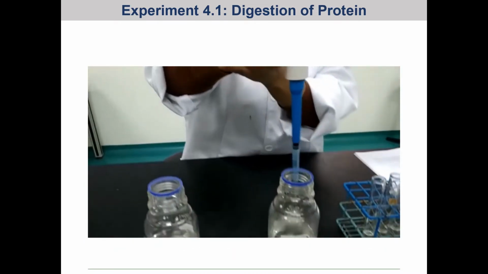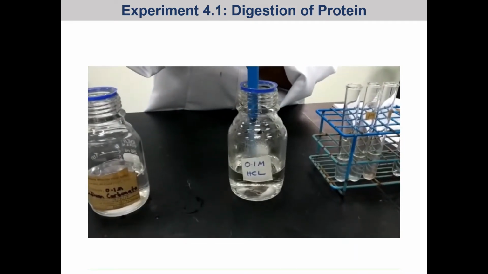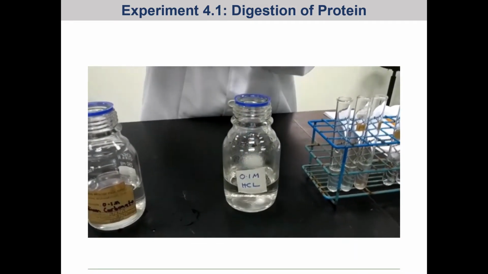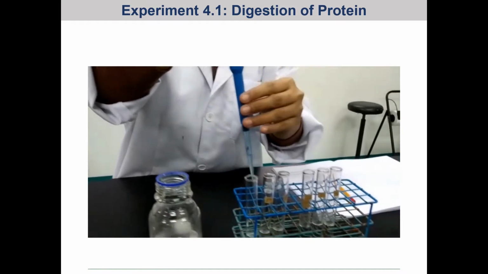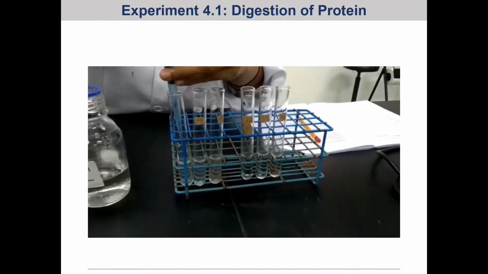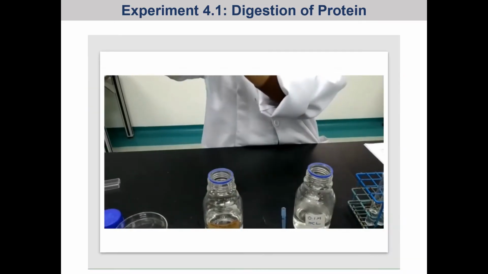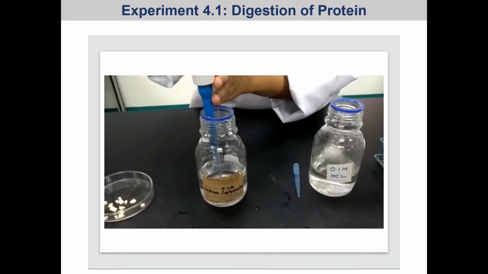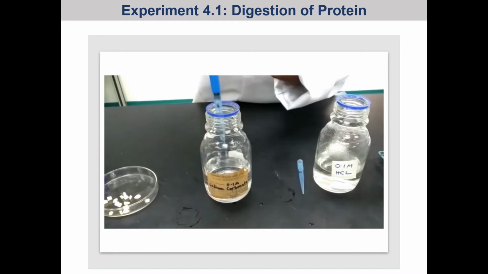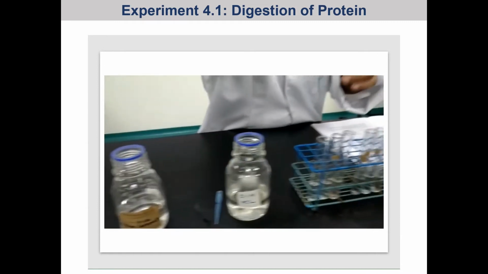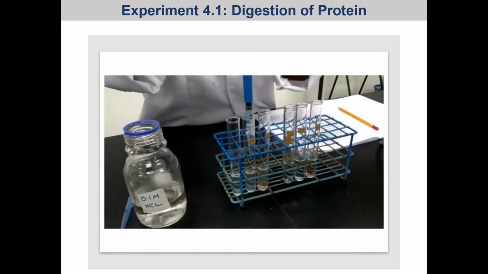Then, pipette 0.5 ml HCl and put it into P2 test tube. Repeat the procedure for T2 test tube. Then, pipette 0.5 ml sodium carbonate and put it into P9 and T9 test tube.